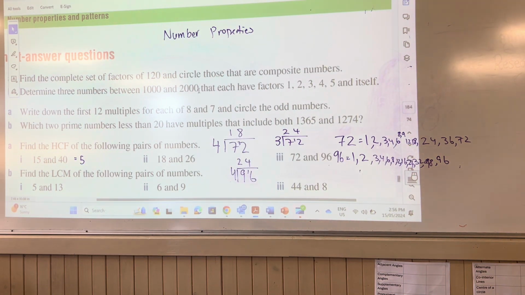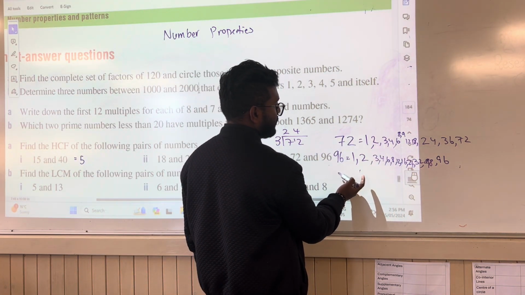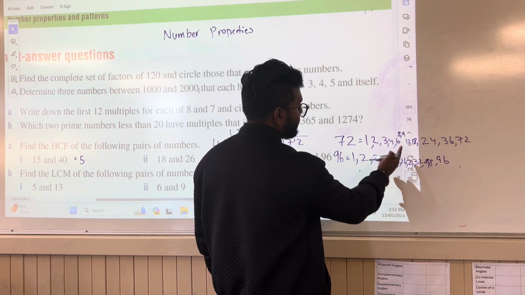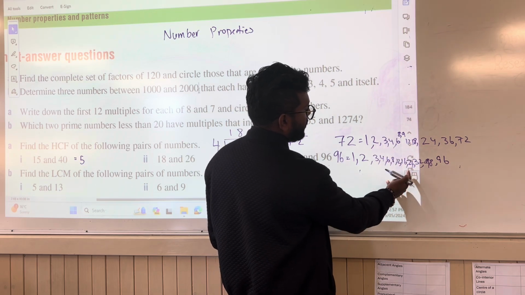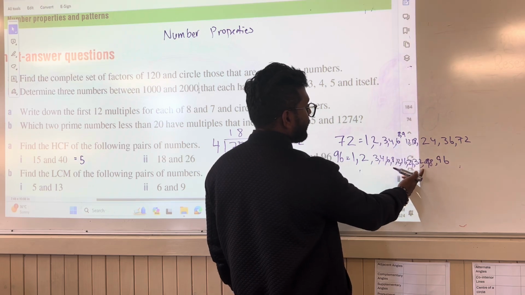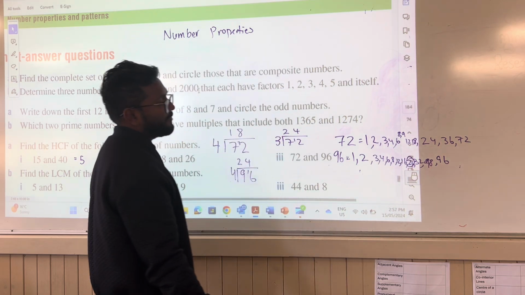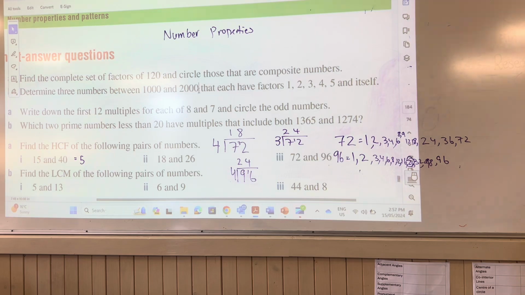Now, which one is the highest common factor? 1 is common, 2 is common, 3 is common, 4 is common, 6 is common, 8 is common. Okay, is 12 common? Yes, 12 is common. What about 24? Oh yeah, there's a 24 here too. What about 36 and 72? No, so 24 is your highest common factor. Okay, that's how you want to approach that question, and then you're going to look back and see which one's common, and then which one is your highest one that's common between both.